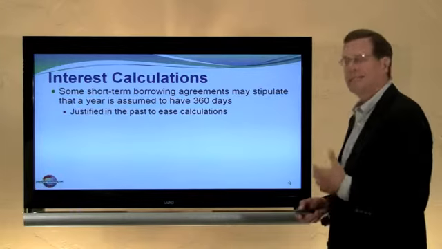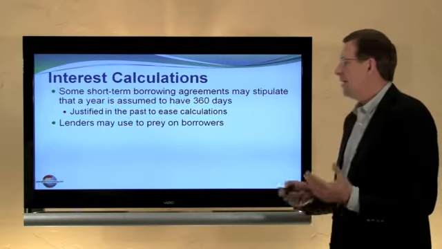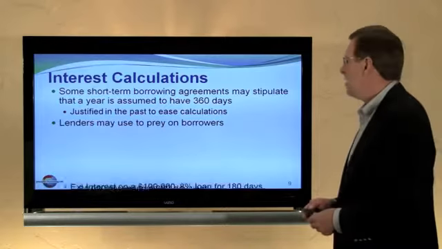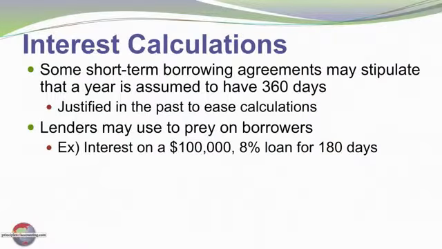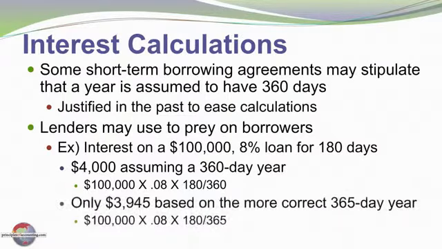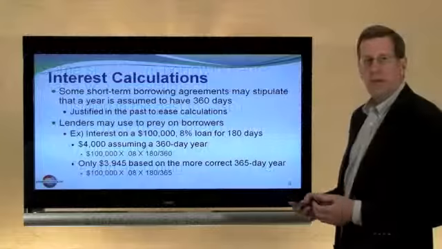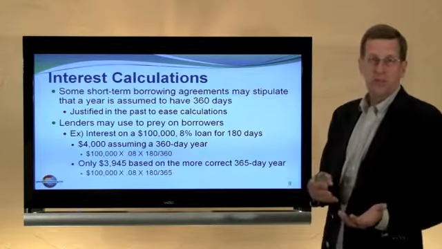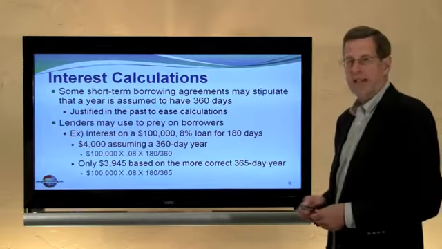It might be justified as simplification of calculations, but lenders may use it to take advantage of borrowers. For example, if we had a $100,000 8% 180-day note, and we assumed a 360-day year, look at the calculations: 100,000 times 8% times 180 out of 360 days would yield $4,000 of interest expense, whereas if we took the 180 days divided by an assumed 365-day year, total interest would only come to $39.45. So it's very important in note agreements that you pay attention to the details. Are we going to assume a 360 or a 365-day year, for example?